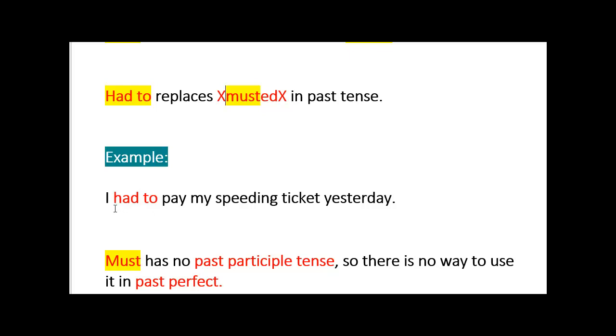Here's an example for the past. I had to pay my speeding ticket yesterday. I is the subject, and then had to, the past, instead of musted. Pay is the verb, my speeding ticket is the object, and yesterday is the time expression.